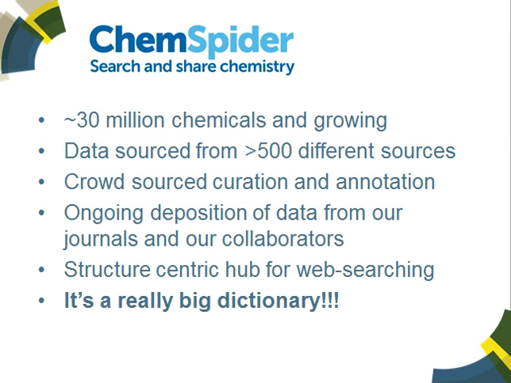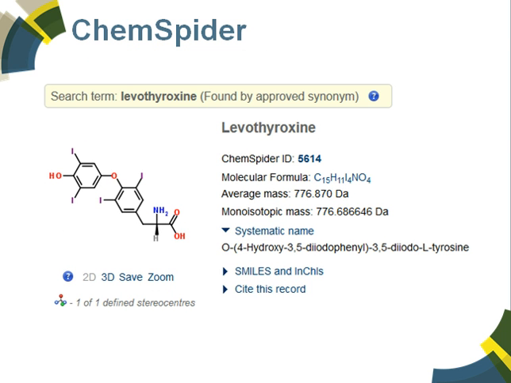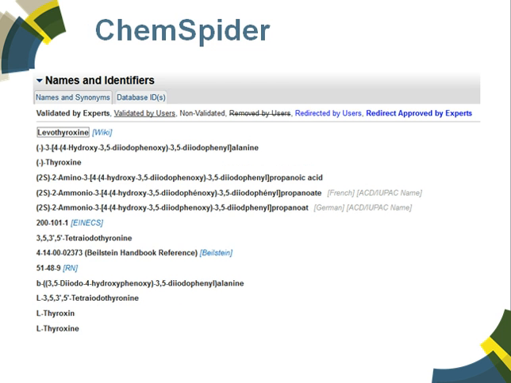And I also want to point out that it's become a really, really big dictionary, and that is important for some of the things I'm going to discuss. So let's take a look at ChemSpider. We do a search on levothyroxine. It's the biggest selling drug in the United States. This is the chemical compound. We see here masses and systematic name, etc. We have data here that can be used for searching. So if you have monoisotopic mass, of course, for a mass spectrometrist, that would be of value.